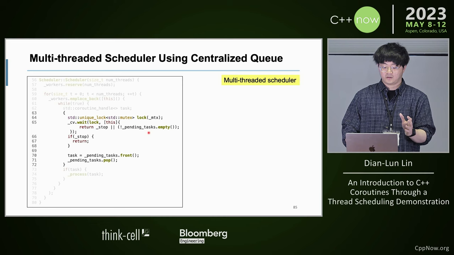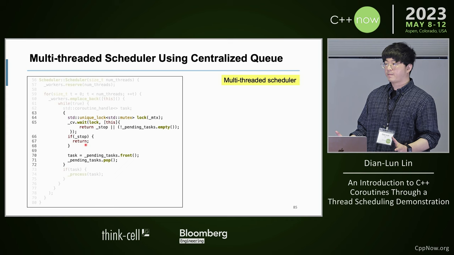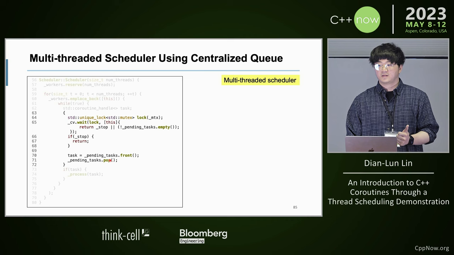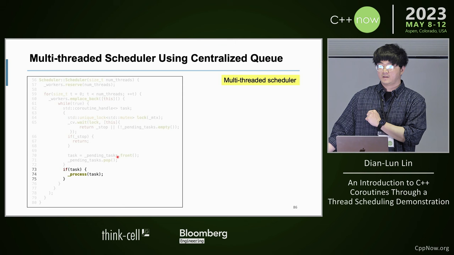I'll first check whether stop is true. If it is true, that means someone toggled stop to true, and that means all the tasks are finished. If stop is not true, that means the pending task queue is not empty. So I grab one task. And then finally, I'll do process. Inside process, I will resume the task. And that's the multi-threaded scheduler.